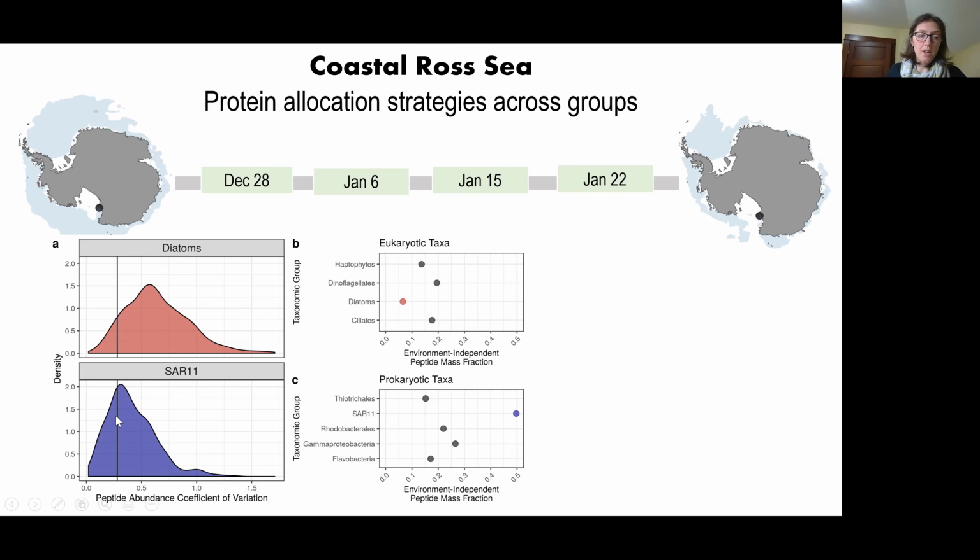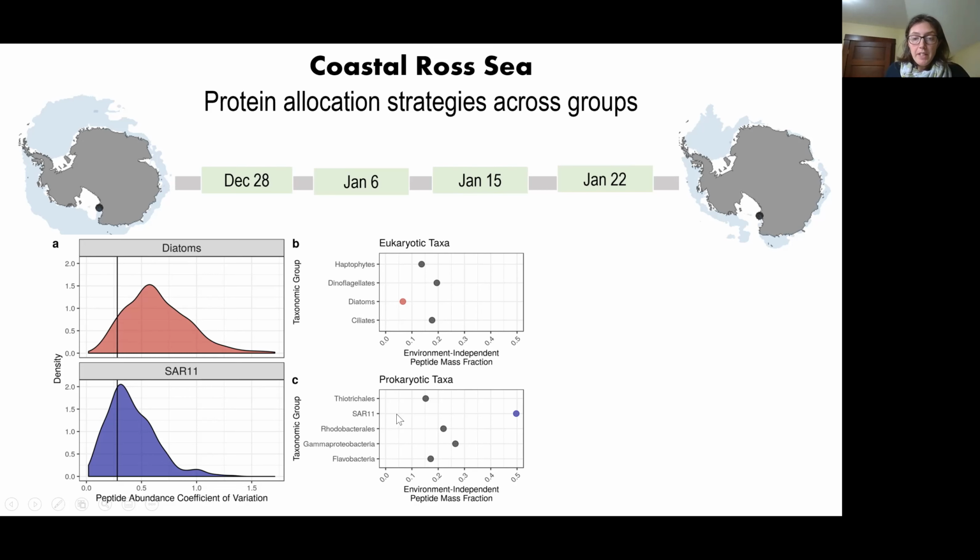Much more of their proteins are staying consistent throughout this time course here. And over here in the next panel, I'm showing you the fraction or the amount of peptides, essentially, that are environment independent. And so what we mean by that is that they're not changing over this time course in the eukaryotic taxa and the prokaryotic taxa. So amongst the eukaryotes, the diatoms have the lowest fraction of their protein that does not change in response to environmental conditions here. So diatoms have the most dynamic proteomes.